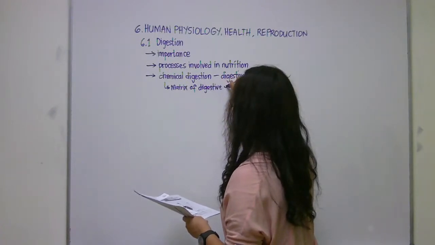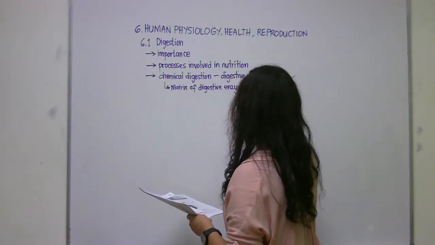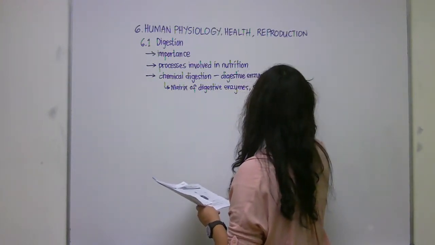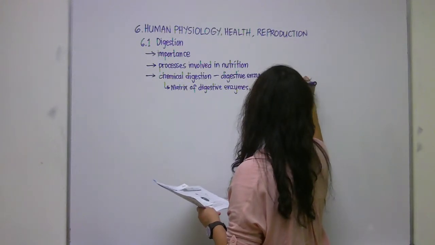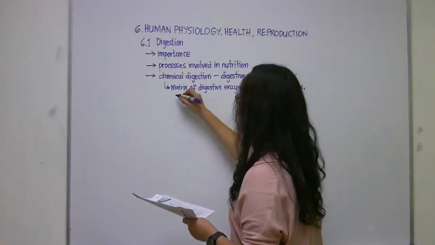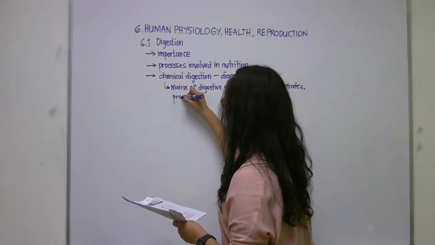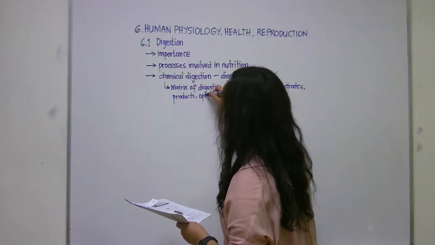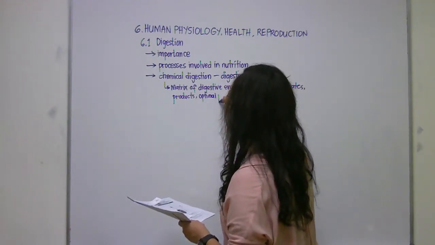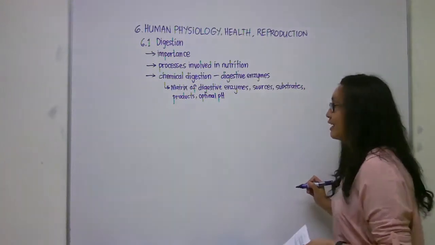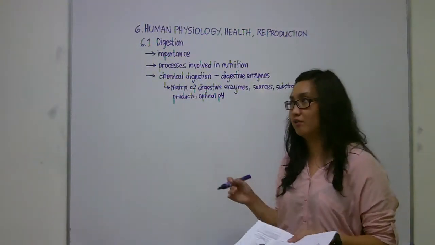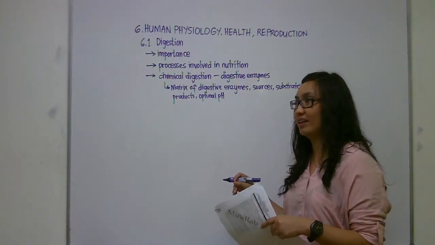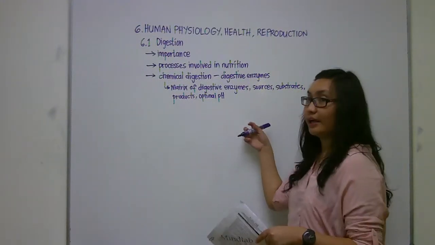Matrix of digestive enzymes. Their sources, the substrates they work on, the products that they produce, and the optimal pH. Since students already have background knowledge of what enzymes are, they need to relate what they have learned in the enzymes topic to this area.